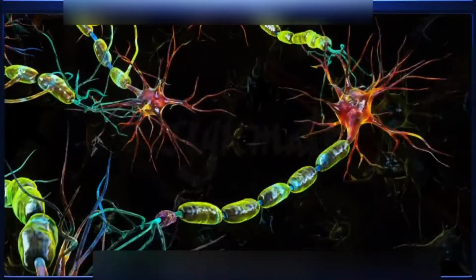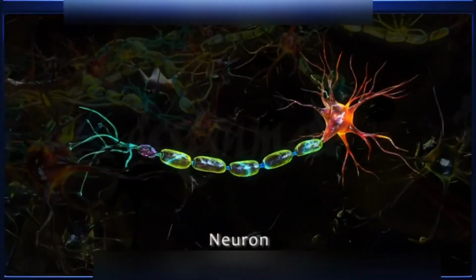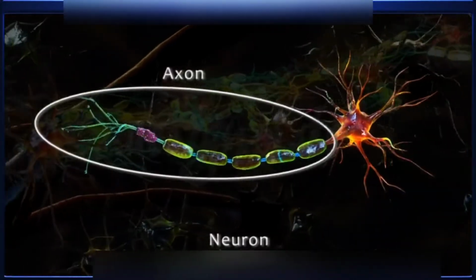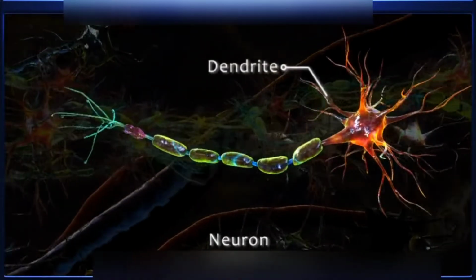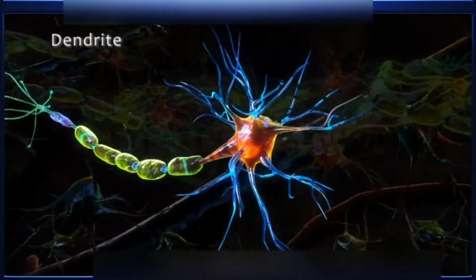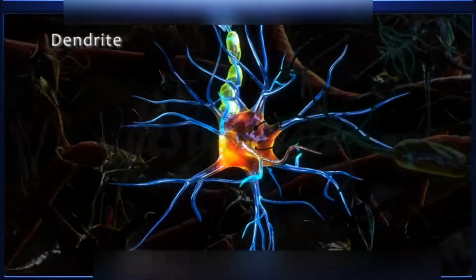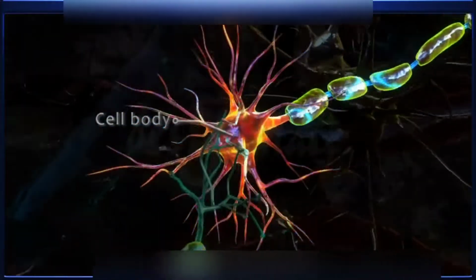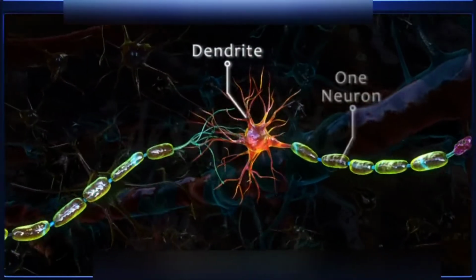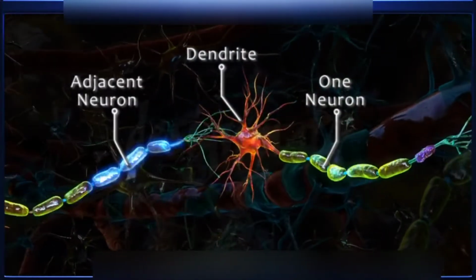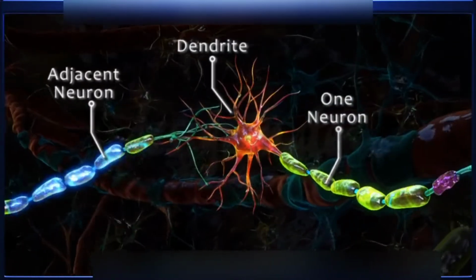Let us now study the structure of a neuron. It has 3 parts: an axon, a cell body, and dendrites. Dendrites are the short, branched cellular extensions of the cell body. They connect the neuron to the other surrounding neurons and receive signals in the form of impulses.